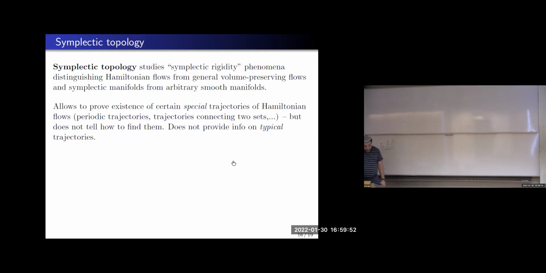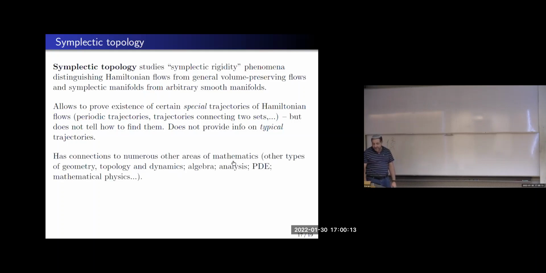Okay, and what is special about symplectic topology? I think among all the mathematical subjects, it's probably the one with the most connections to the other ones. At least one of the top ones in this regard. So it's related basically to everything, to most of the other fields of mathematics. For instance, it's related to all other types of geometry, topology, and dynamics. It's related to various fields in algebra and analysis, real analysis, complex analysis, functional analysis. It's related to PDEs, it's related to mathematical physics. So it's really hard to find the field to which it's not related. Maybe logic, I don't know.